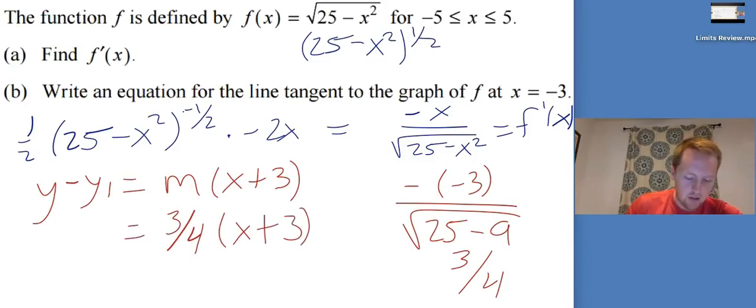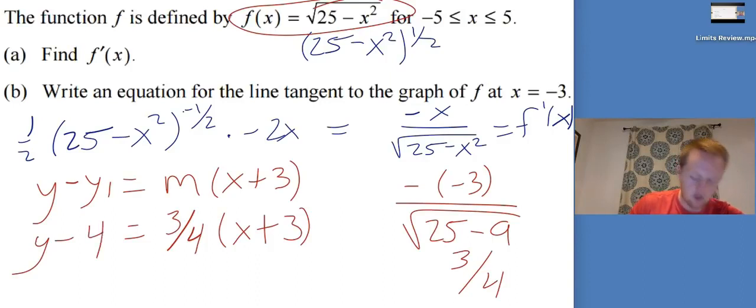And if I plug the y1, the 3 into the original function here, then that's just going to give me 4. And there's my tangent line. So I did that maybe a little quickly, at least for y1, but I just plugged negative 3 into f, and that gave me my y1. And you don't have to move anything around. That is an equation for the tangent line.